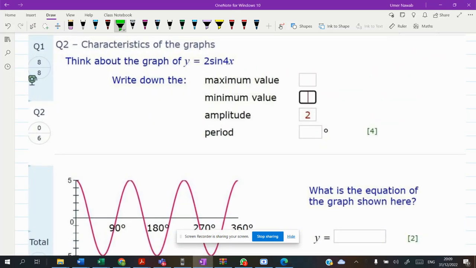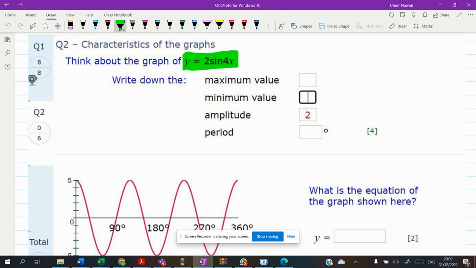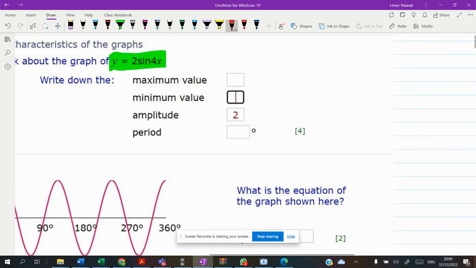Look at that. He said that this is the equation of a graph. Y is equal to 2 sine 4x. You remember in the class I told you there are a few characteristics which we need to know when we want to find the maximum or minimum value.